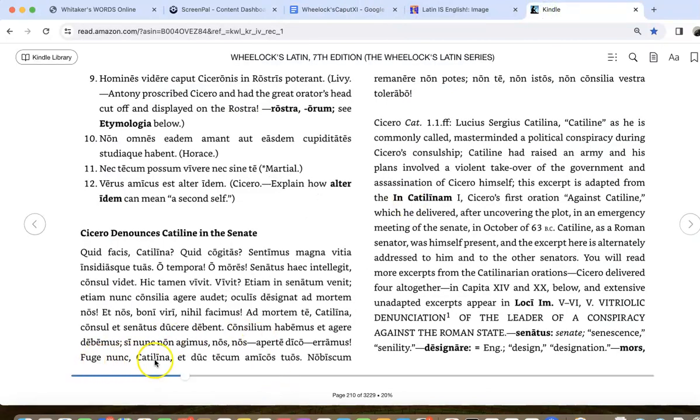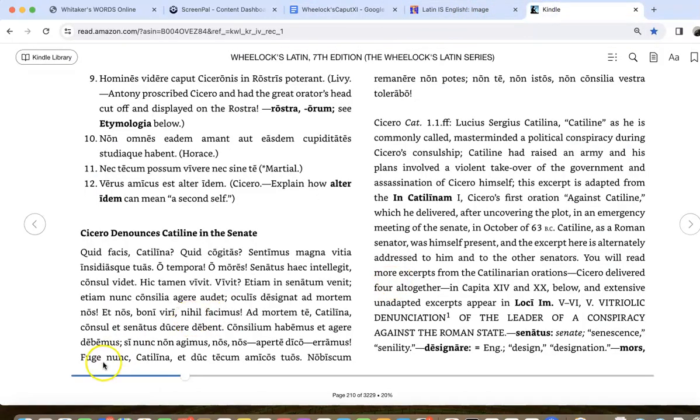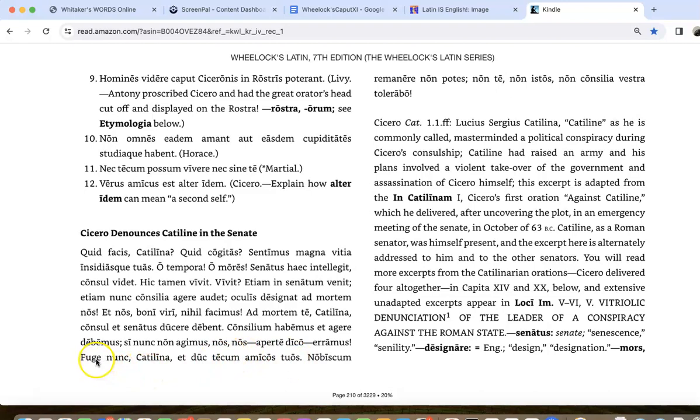Flee now, Catiline, and take your friends with you. So there's the imperative, going back to chapter 1. So flee now, fuge nunc, Catiline, and take, duc, your friends with you. So this is a good review of the imperative, chapter 1. Notice the imperative doesn't end in -o, -s, -t, -mus, -tis, -nt, but has a different ending, which you may recall from chapter 1. So please look at chapter 1. Of course, giving a command is the function of an imperative. So flee now, Catiline, and take your friends with you. In other words, your co-conspirators.